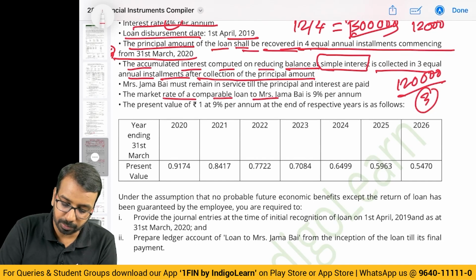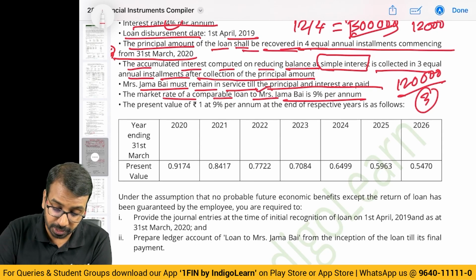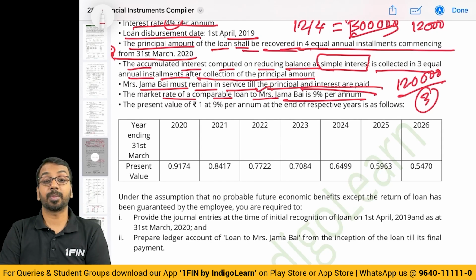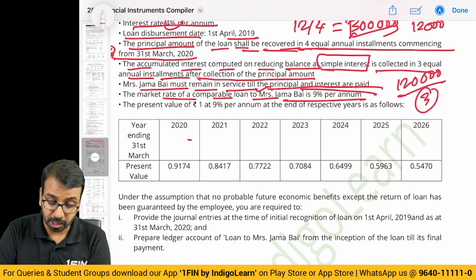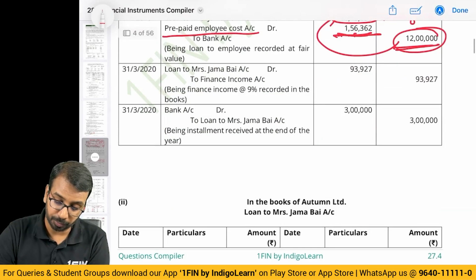Market rate of a comparable loan is 9%, and Jama Bhai must remain in service till the principal and interest are paid. So, Jama Bhai has to remain in service till what? Principal and interest are paid. So, there is a service condition of how many years? 1, 2, 3, 4, 5, 6, 7 years. He has to be in service for 7 years. Okay.